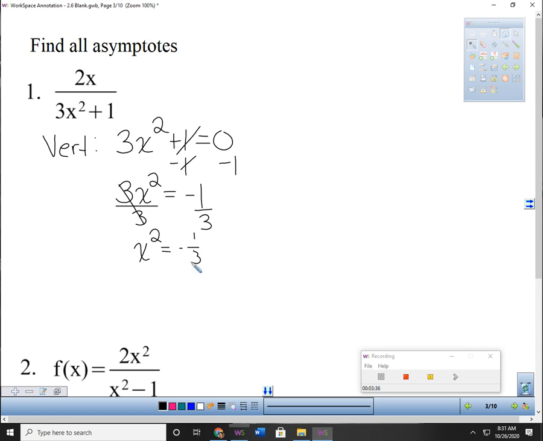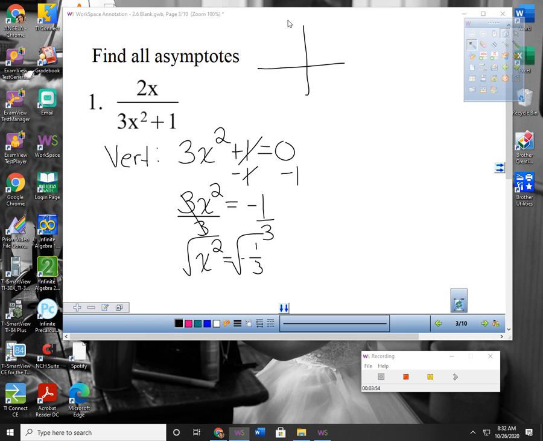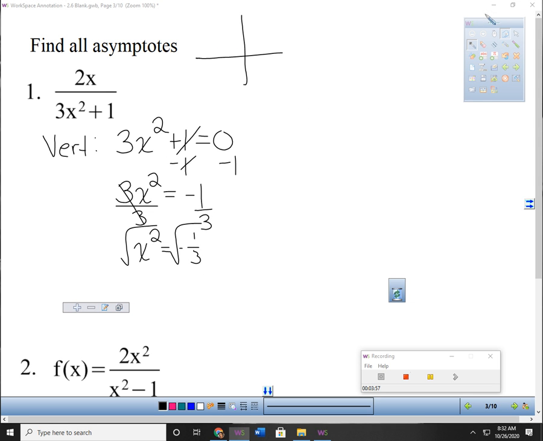But then if I square root this, which is what I would need to do, what's going to happen here? I'm going to get an i, okay? And when you get an i, that means that you don't actually cross the x-axis, right? Like, in other words, if I had a quadratic function, all right, and I drew it like that, I would have 2 zeros, but they would both be imaginary because I never actually touched the x-axis. So if you're going to get an i, then that means you don't have a vertical asymptote.